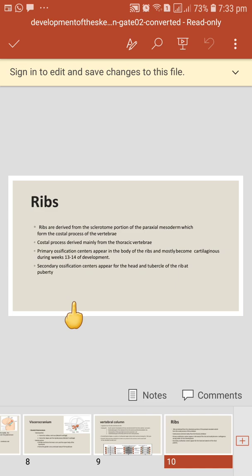Ribs are derived from the sclerotome portion of the paraxial mesoderm, which forms the costal process of the vertebrae. The costal process is derived mainly from the thoracic vertebrae. Primary ossification centers appear in the body of the ribs, which mostly become cartilaginous during weeks 13 to 14 of development. Secondary ossification centers will appear for the head and tubercle of the rib at puberty.